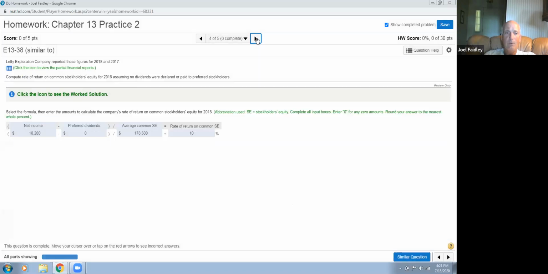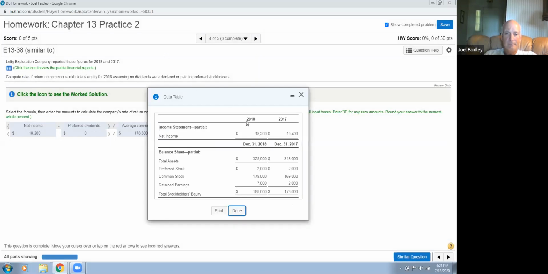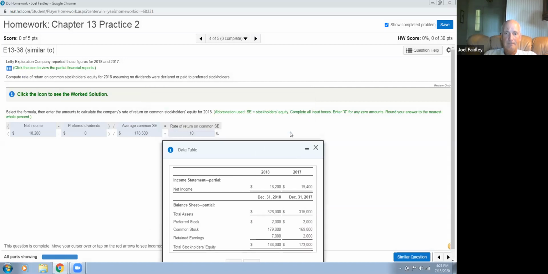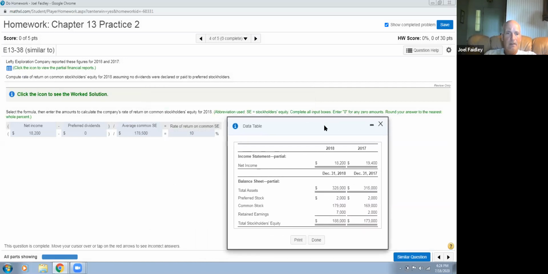All right, then number 4, another one here. Here we have, what is the rate of return on common stockholders' equity? Return on equity, for short. The numerator is the same. It's net income minus preferred dividends, and then it's divided by the average common shareholders' equity. So what is average common shareholders' equity? It's everything but preferred stock.